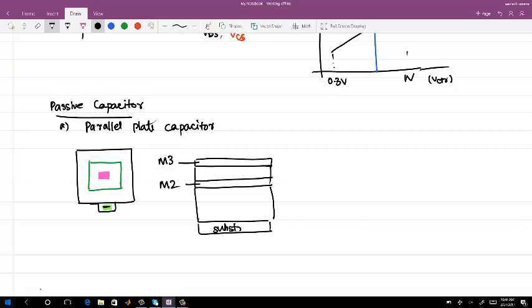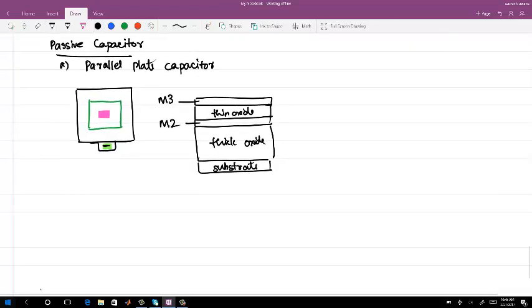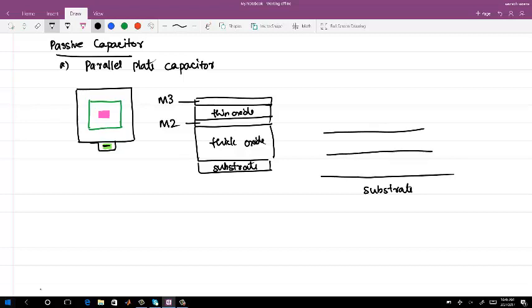Now thick and thin oxide, that all depends. So this one is thin oxide, this one is thick oxide. Okay, so what these metal M1 and M2 in a given technology, you have a substrate. And then this M1, M2 are metal layers.